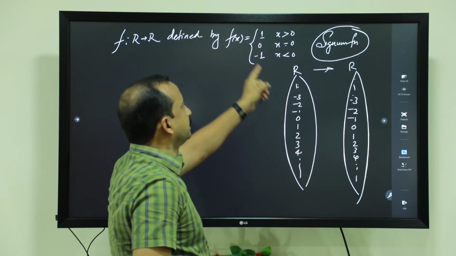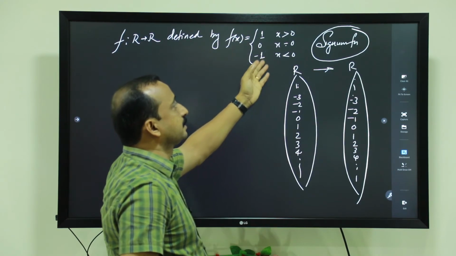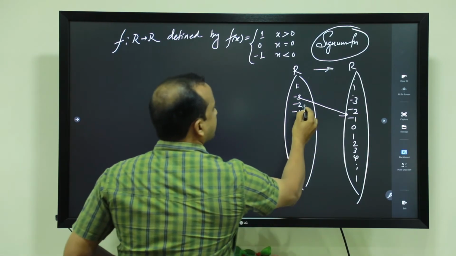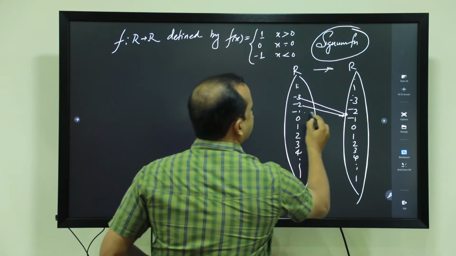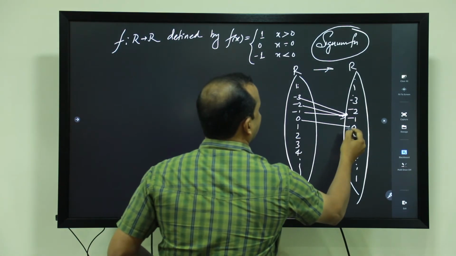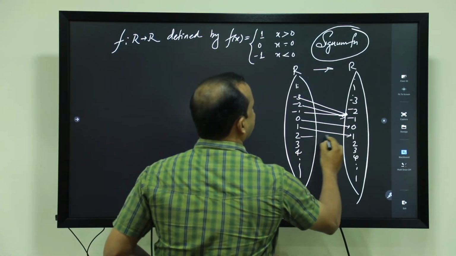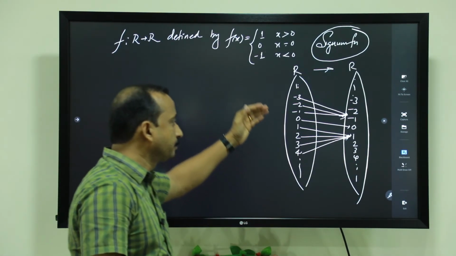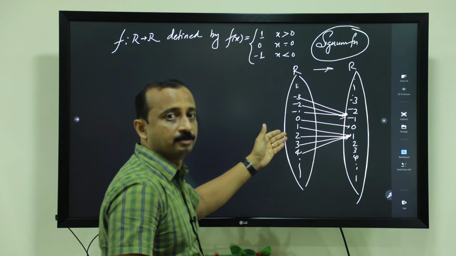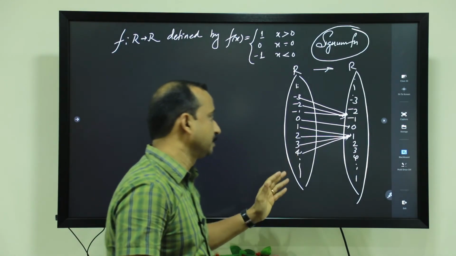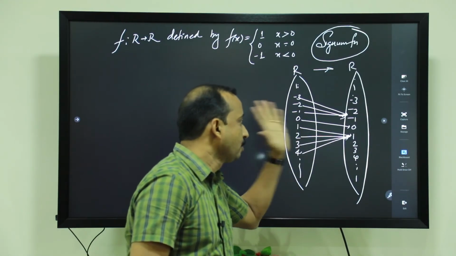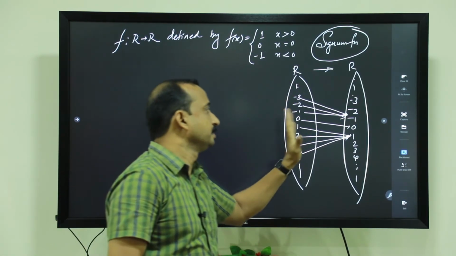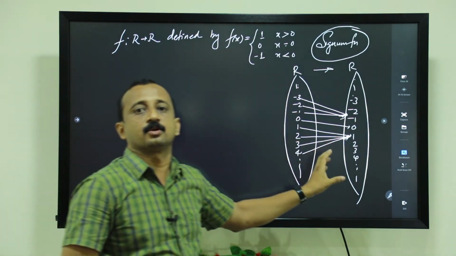The image of minus 3: f of minus 3, since minus 3 is less than 0, is minus 1. Minus 2's image is minus 1. Minus 1's image is minus 1, but 0's image is 0. Again, 1's image is 1, 2's image is 1, 3's image is 1, 4's image is 1, etc. For all positive real numbers the image is 1; 1.5's image is also 1, 2.5's image is also 1. For all negative real numbers the image is minus 1, and 0's image is 0. That means our range is minus 1, 0 and 1.